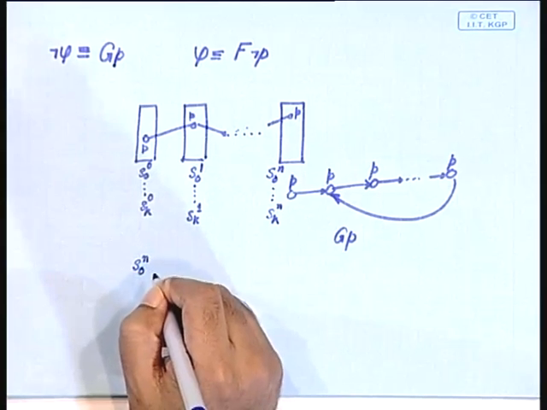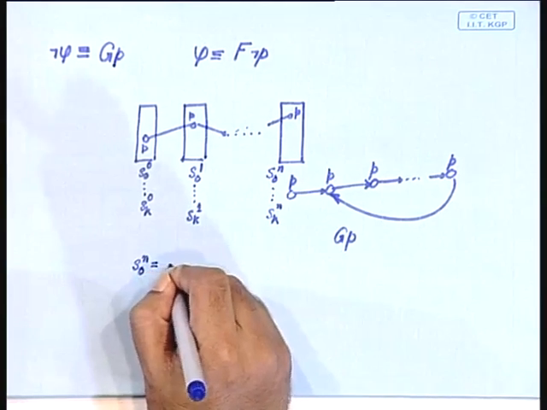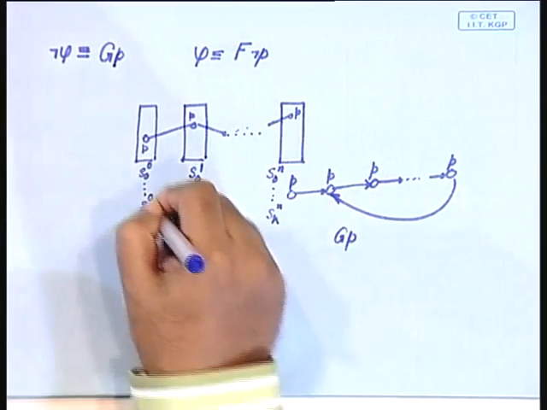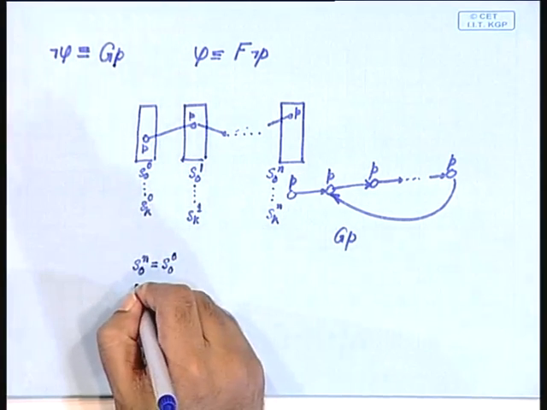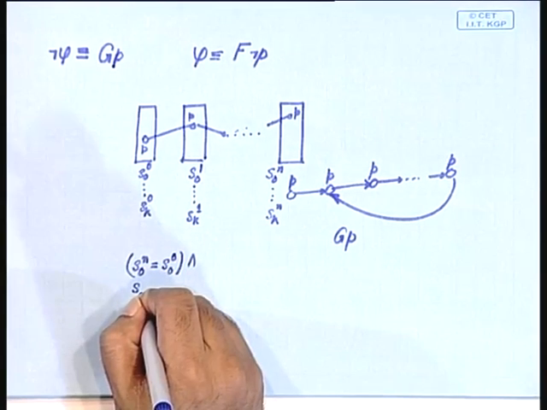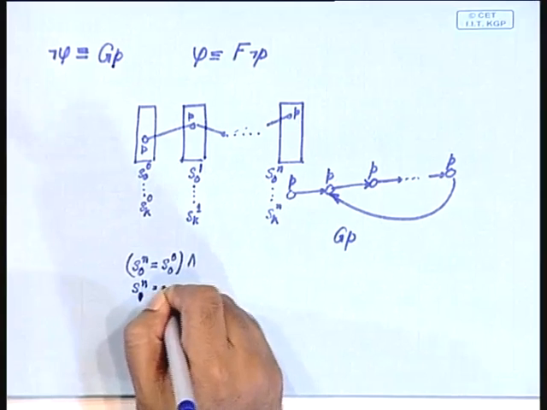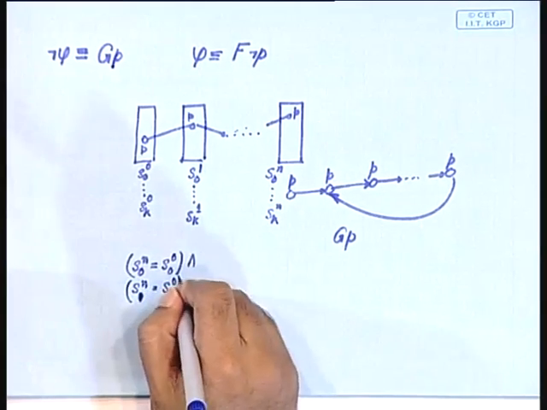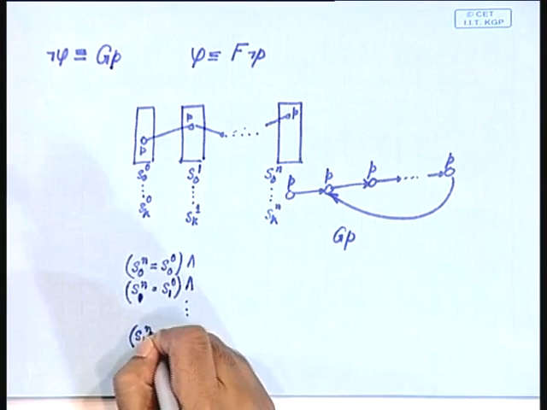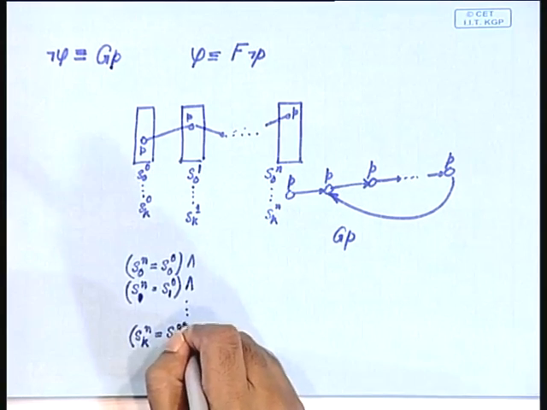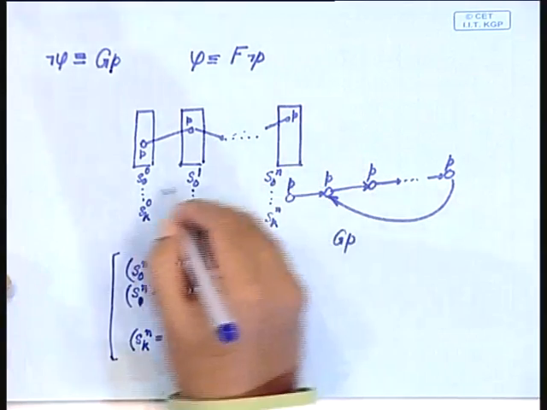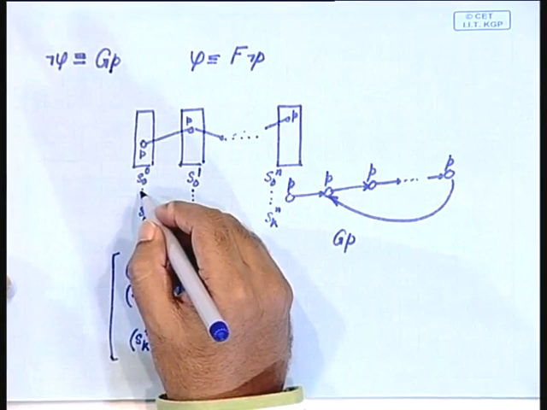S0n is equal to S00, if I want to check the loop for here, and S1n equal to S10, and dot dot dot, Skn equal to Sk0. This whole thing is trying to see whether this state is equal to this.